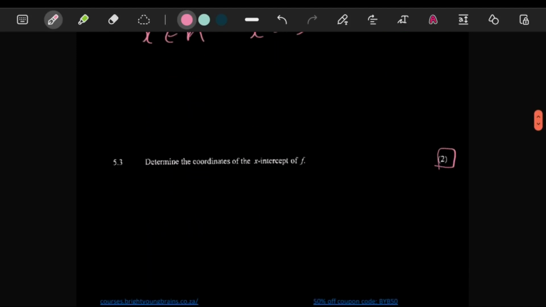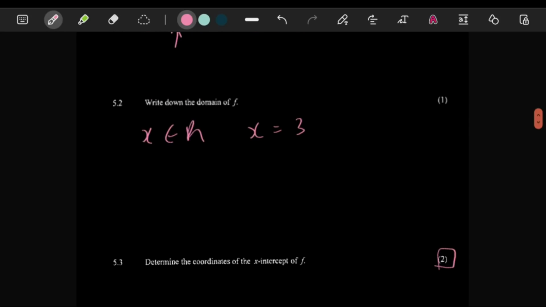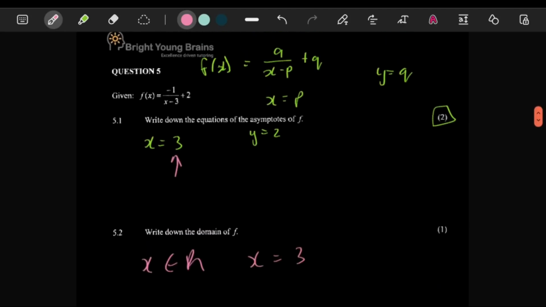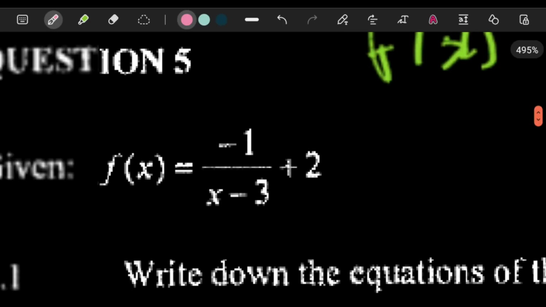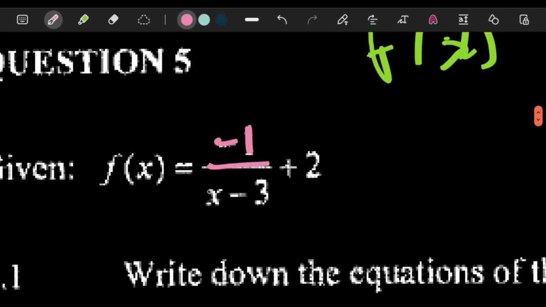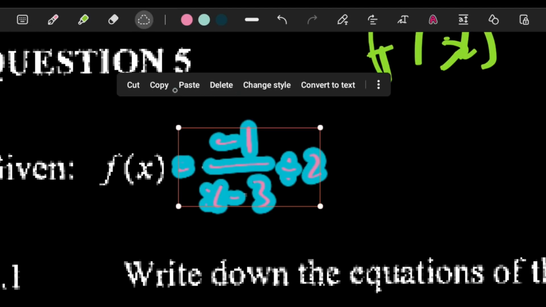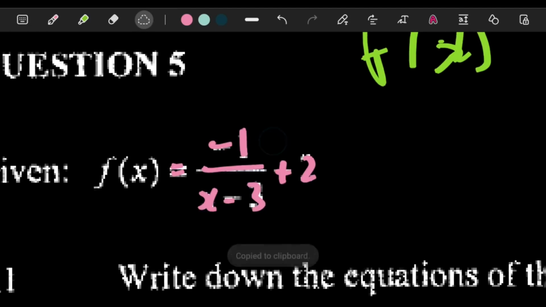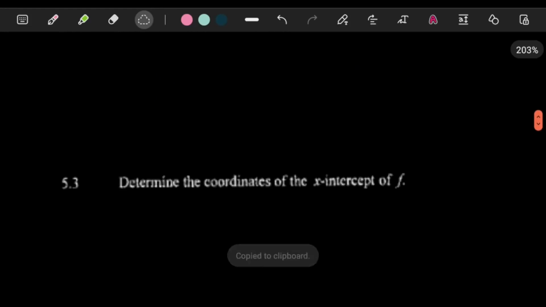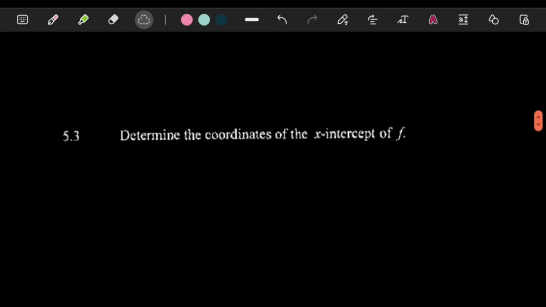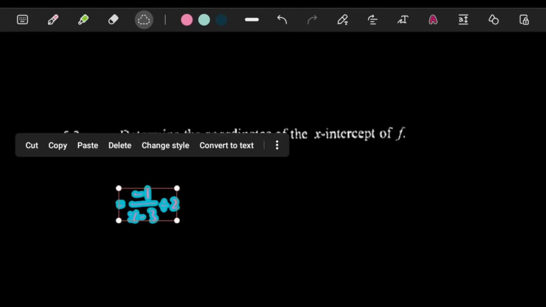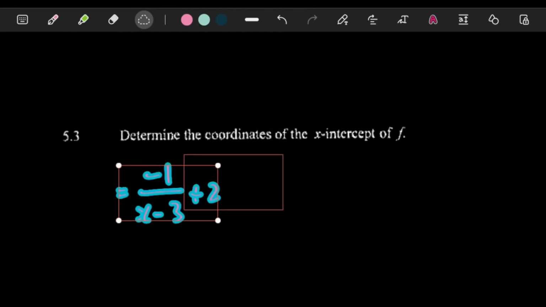Two more marks again. Determine the coordinates of the x-intercept of f. Wow, man. Some of these papers, it's like, okay, thank you for the free marks. So take advantage of it, because one thing we can all safely say is your prelims are kind of difficult-ish, because they are there to wake you up. And then your finals are just standard, and this is just proof of that.